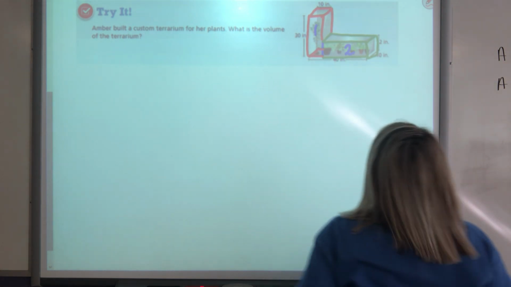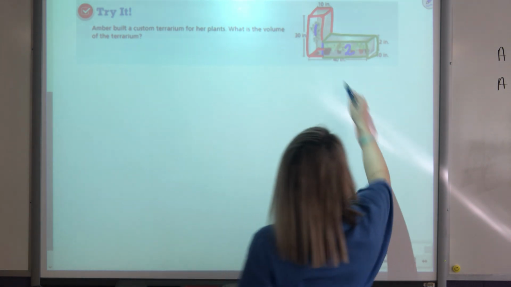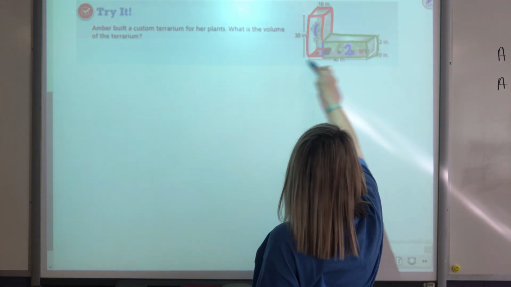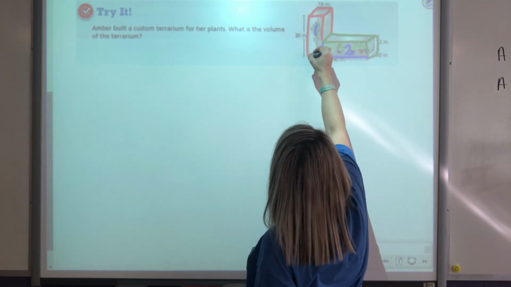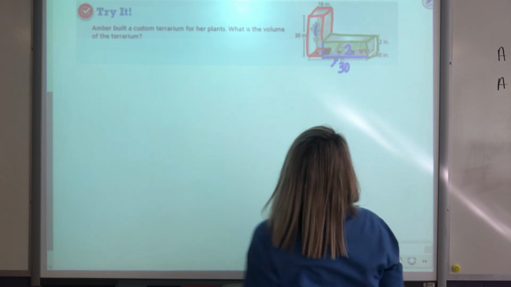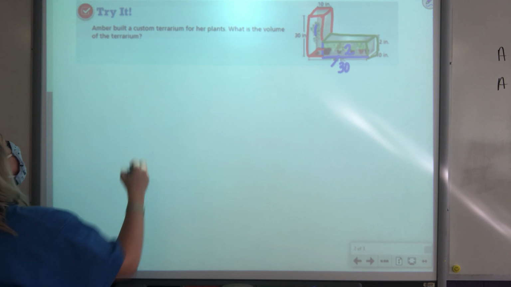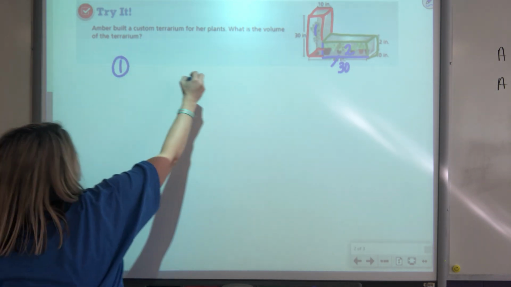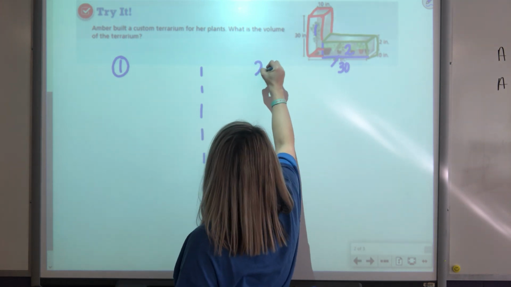Okay, Mia? We're going to do 40 minus 10. Very good. So the whole thing is 40, but I only want this piece because this is 10. This then becomes 30. So I need to find the volume of a rectangular solid 1, and I need to find the volume of a rectangular solid 2.